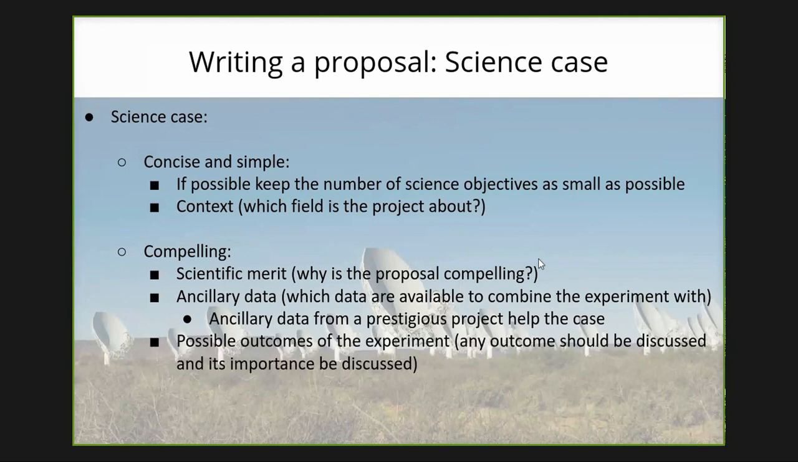So the science case of a proposal should always be very concise and simple. If possible, please keep the number of science objectives as small as possible. As I said, the program committee or the reviewers have to read 100 proposals, so they only spend a small amount of time on reading those. So the projects which have a very simple case are actually sticking best in the brain.